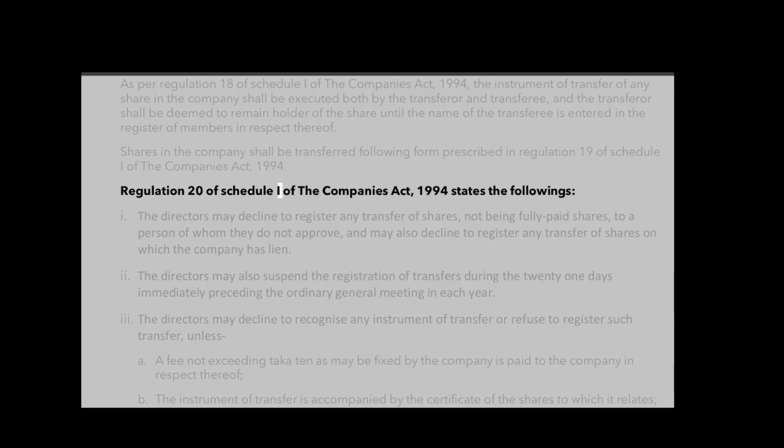Regulation 20 of Schedule I of the Companies Act, 1994 states the following. 1. The directors may decline to register any transfer of shares, not being fully paid shares, to a person of whom they do not approve, and may also decline to register any transfer of shares on which the company has a lien. 2. The directors may also suspend the registration of transfers during the 21 days immediately preceding the ordinary general meeting in each year. 3.